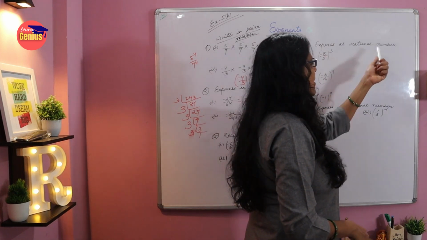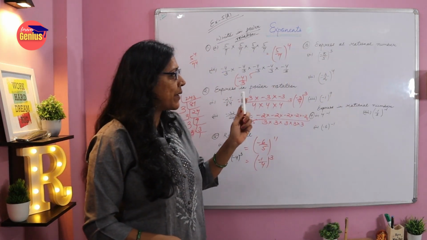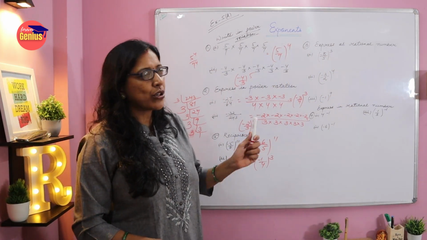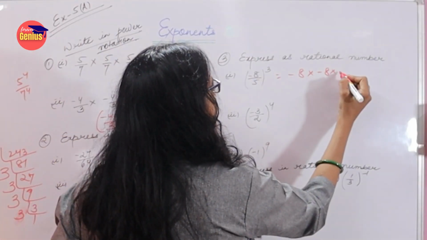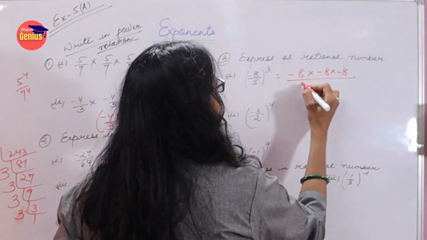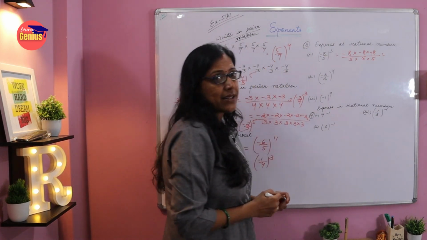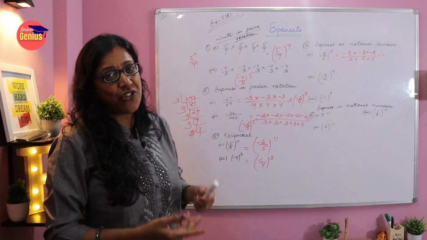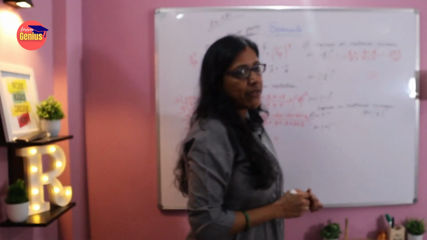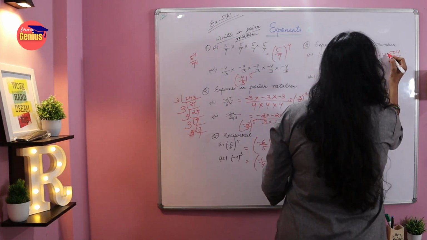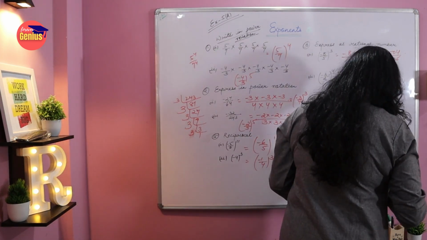Now express this as a rational number. If I want to express this as a rational number, what will I do? I'll simply multiply it with the notation of the power. Now 8 8s are 64 and 64 8s are 512. So this is the way we will solve it and we will give the minus sign here.